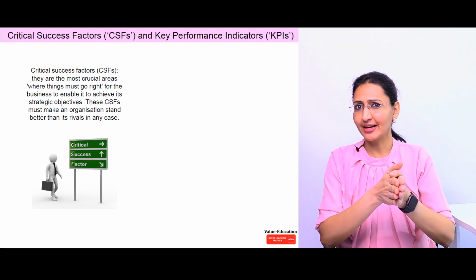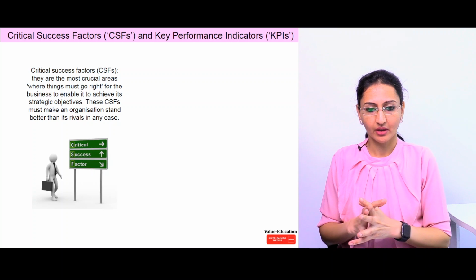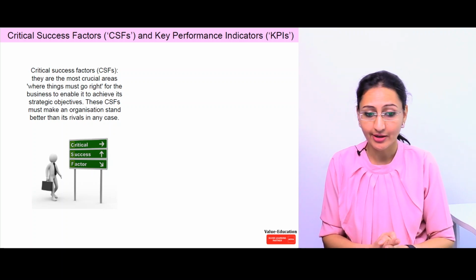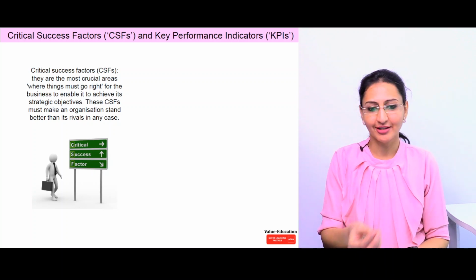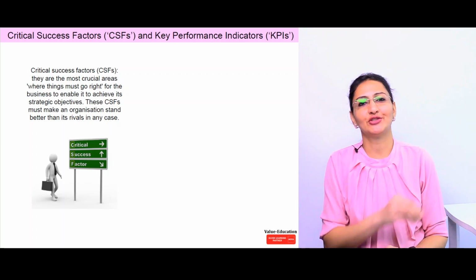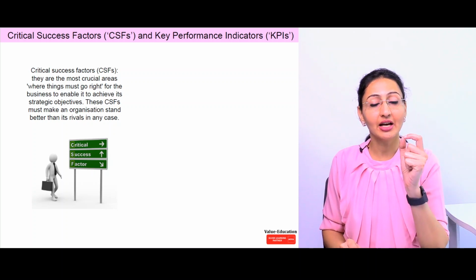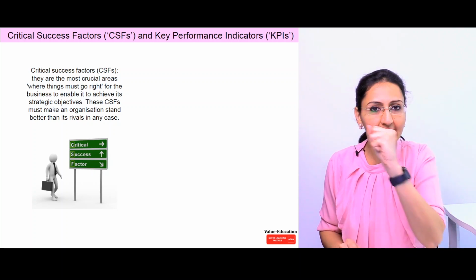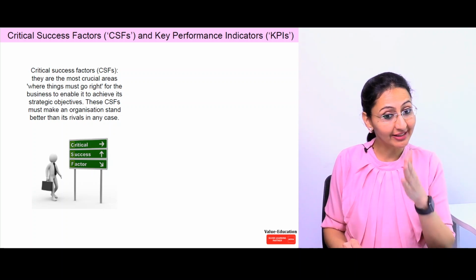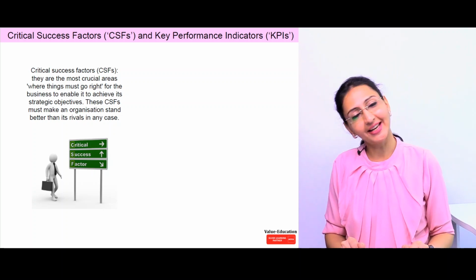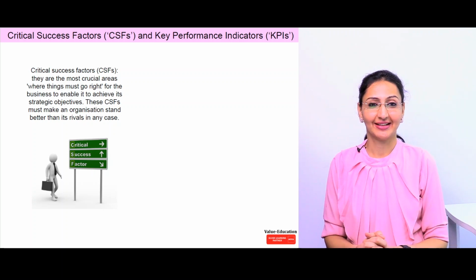Now let's understand in PM's language. Critical success factors are the most crucial areas where things must go right for the business to enable it to achieve its strategic objectives. Simply speaking, these are the factors which are very critical for the success of the organization. If they go right, then you actually become the market leader. They are critical success factors.